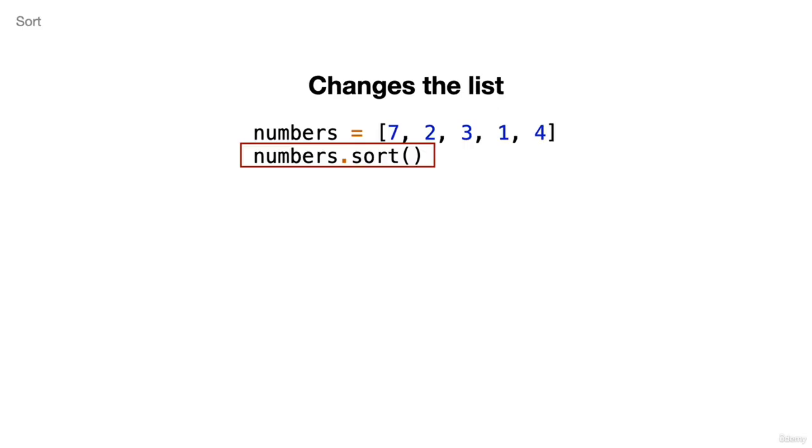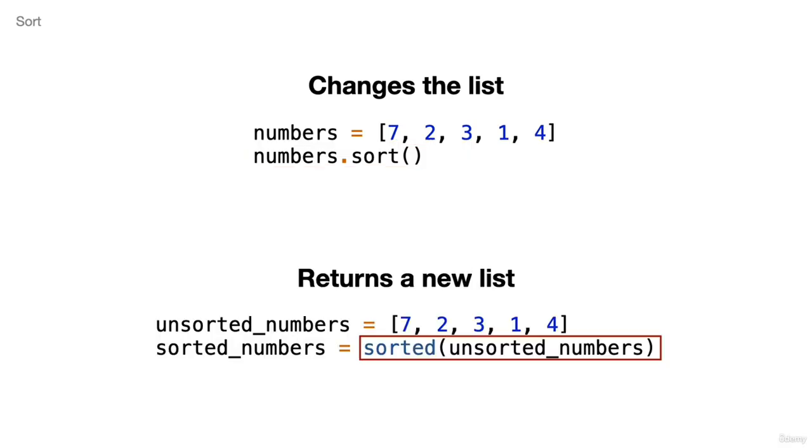Whenever you need to change the original list, you can use the sort method. And if the original list needs to stay as it is, use the sorted function that returns a new sorted list. Something similar happens when lists are reversed, but with a small difference. Let me show you.